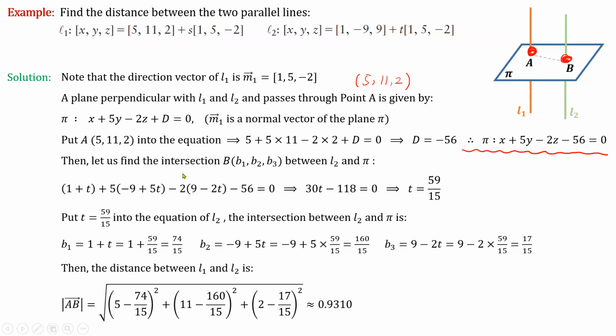Okay, have a look at this solution here. Any questions, just let me know, okay? So this is how we can find the distance between two parallel lines in three-dimensional space.